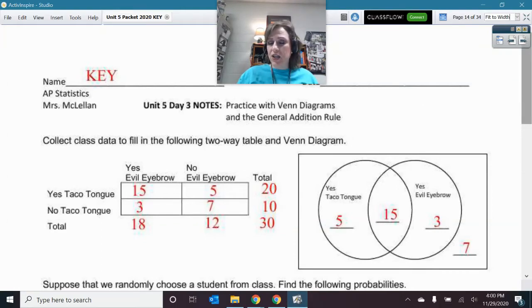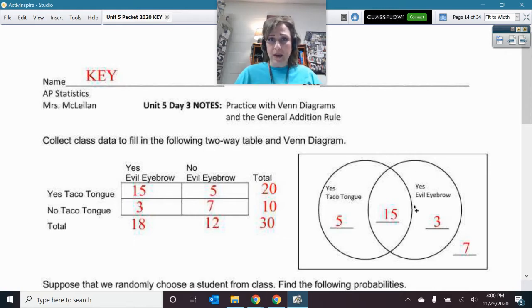All right, let's continue our probability with Venn diagrams and the general addition rule. What we've done up to this point is probability with events that were disjoint, so they had no outcomes in common. And then we also had independent events, where if you did one thing, it did not affect the probability of the other. So this week we're now going to see events that are not disjoint.